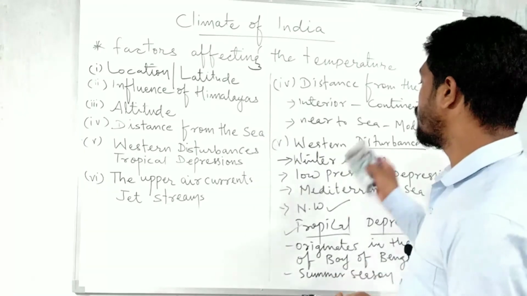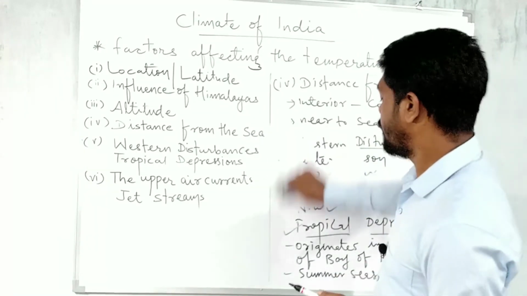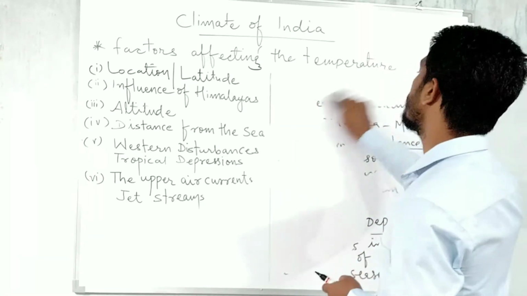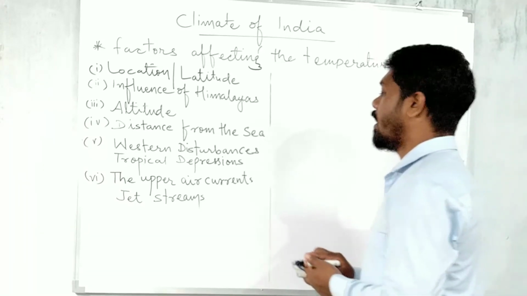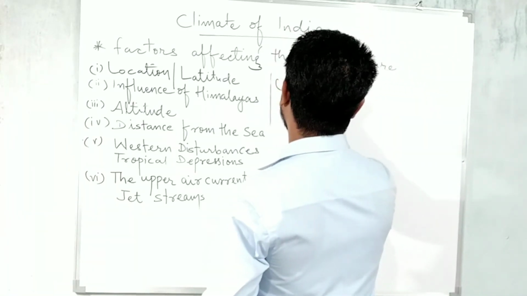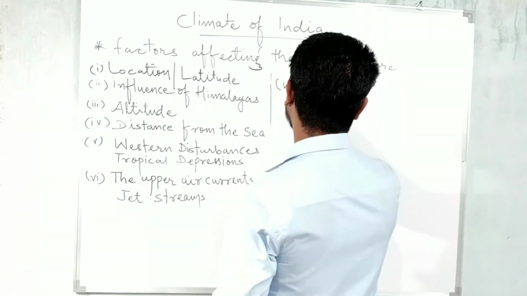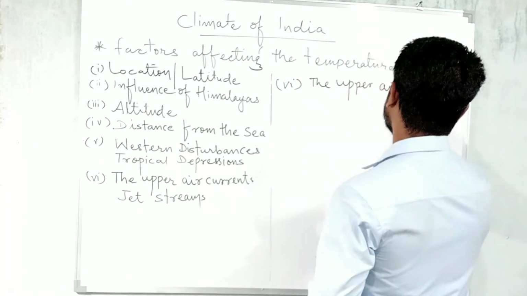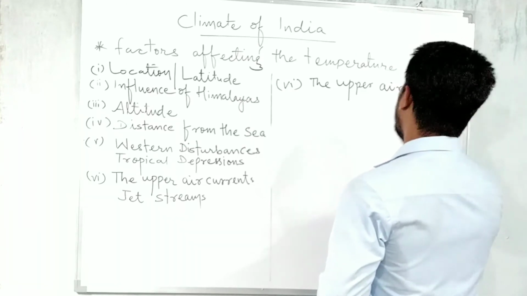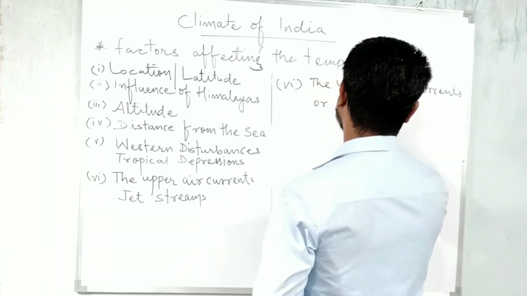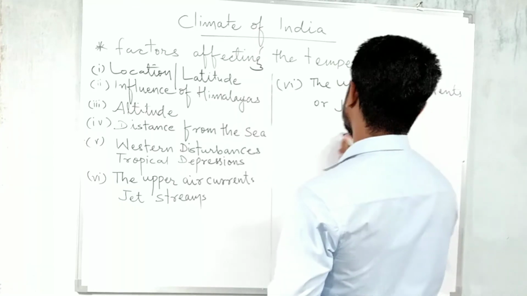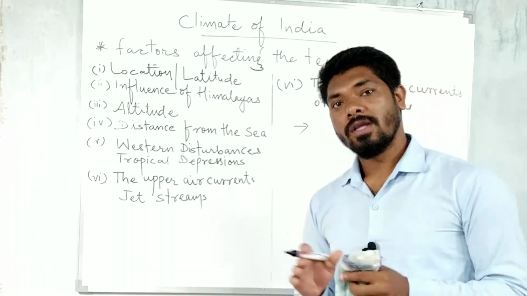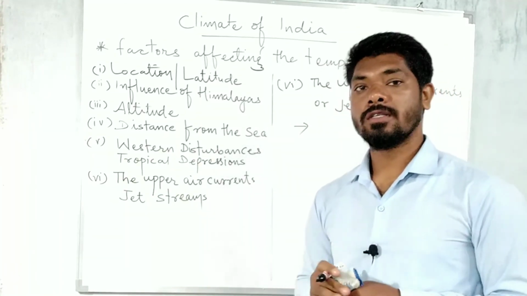All right. So these were the 5 factors. The last one is the upper air currents, or it is also known as jet streams. Basically, I think you already know about these jet streams. We have already discussed in 9th standard.